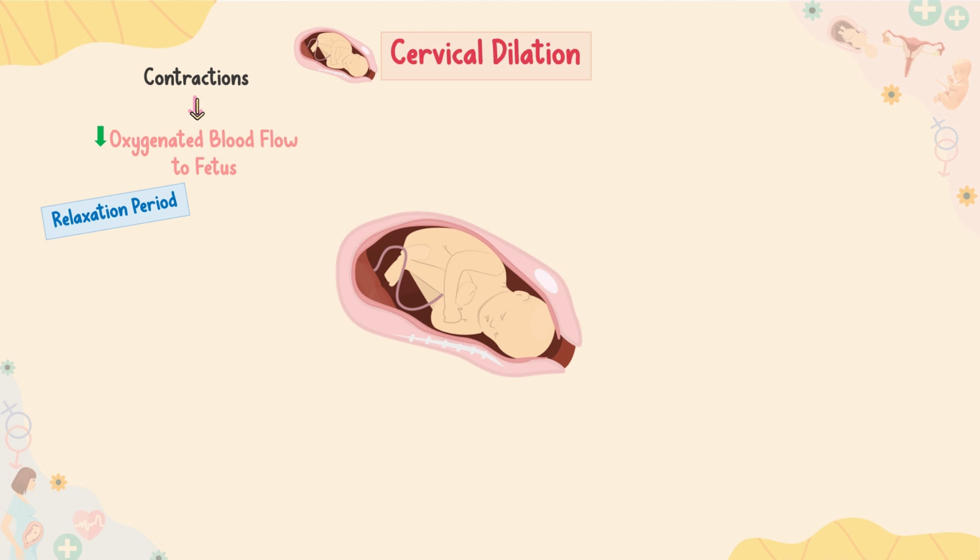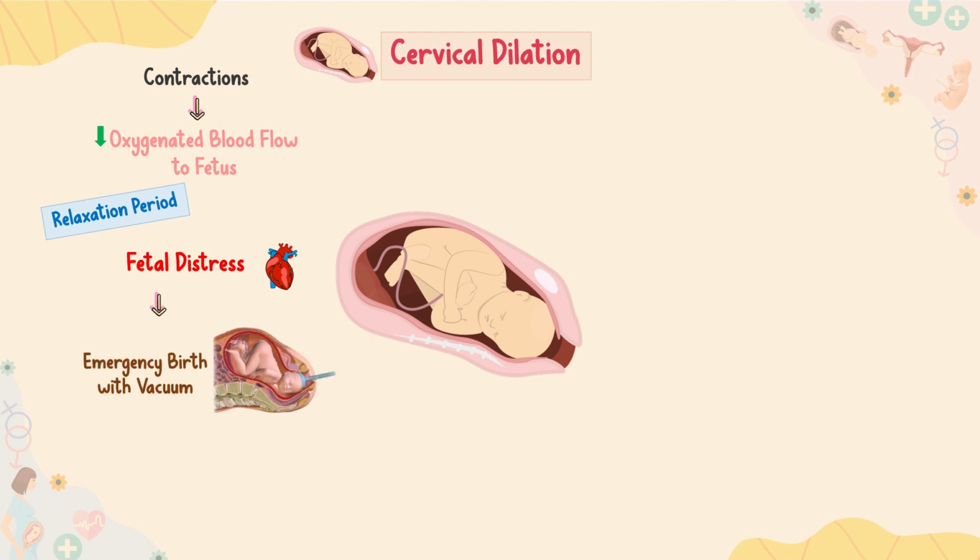Fetal distress, measured as a sustained decrease or increase in the fetal heart rate, can result from severe contractions that are too powerful or lengthy for oxygenated blood to be restored to the fetus. Such a situation can be cause for an emergency birth with vacuum, forceps, or surgically by caesarean section.